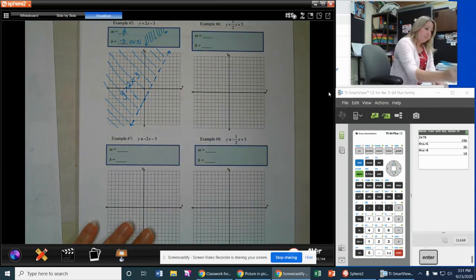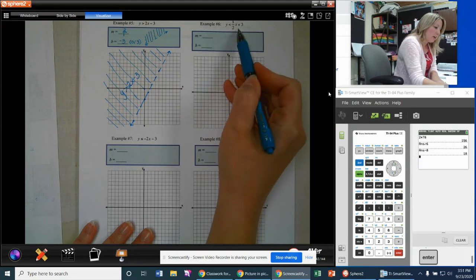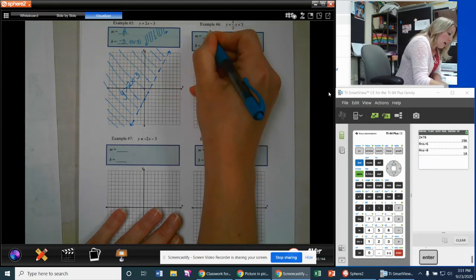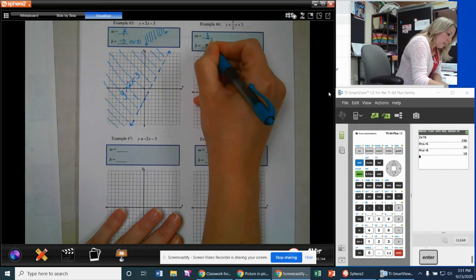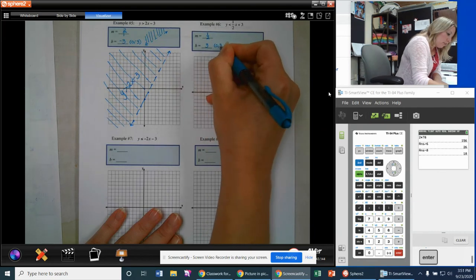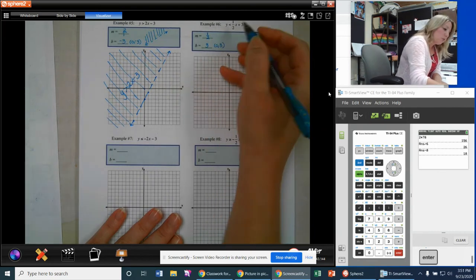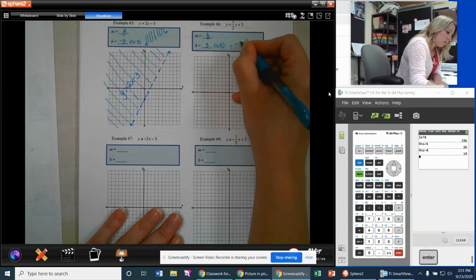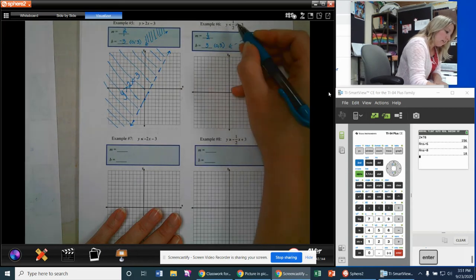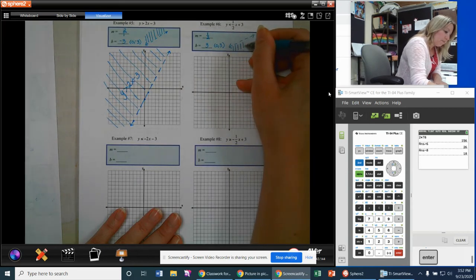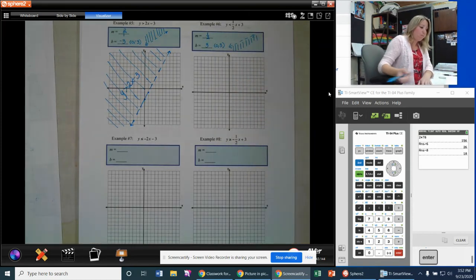Next, y is less than 1/2 x plus 3. Cool. 1/2, it's a positive slope. 3 is my y-intercept, so 0, 3 is where I start. No equal to part, so this is a dashed line. Again, positive slope, so there we go. And less than will be lower than it. Let's see if we can figure that out.